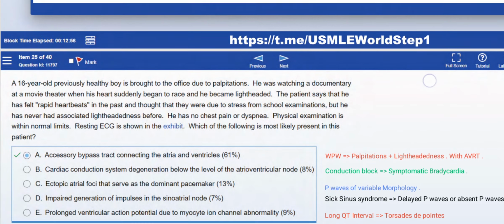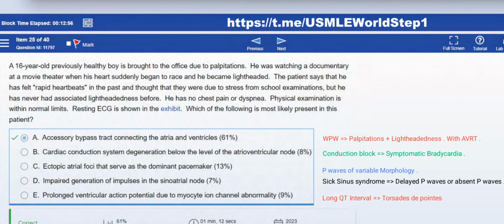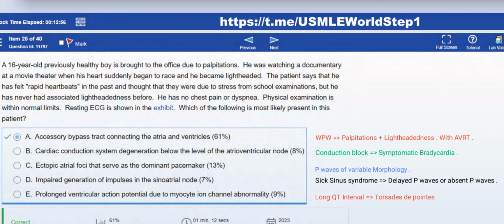So the correct answer for this question is option A. Why? Because this is associated with Wolff-Parkinson-White syndrome. That would give rise to signs and symptoms of palpitations and lightheadedness, and that is associated with AVRT. Right? We will talk about that. Why not option B? Cardiac conduction system degeneration below the level of AV node. That would result in the conduction block. That would lead to symptomatic bradycardia.